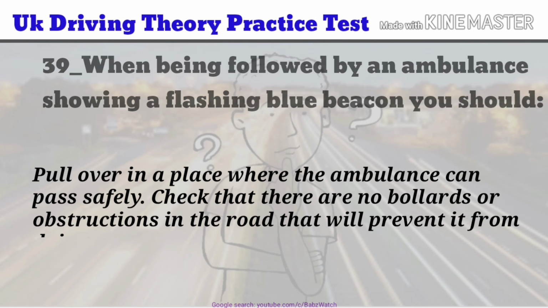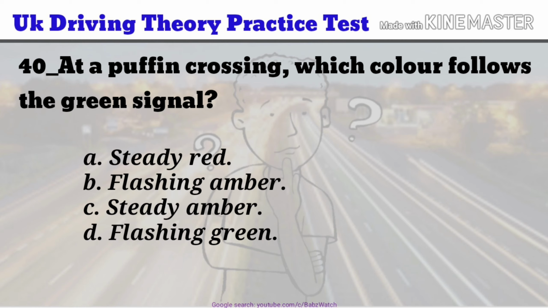UK driving theory practice test question 40 of 50. At a Puffin crossing, which color follows the green signal? A. Steady red. B. Flashing amber. C. Steady amber. D. Flashing green. The correct answer is C.